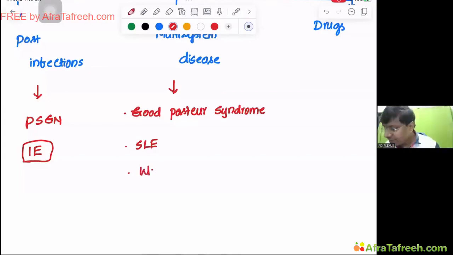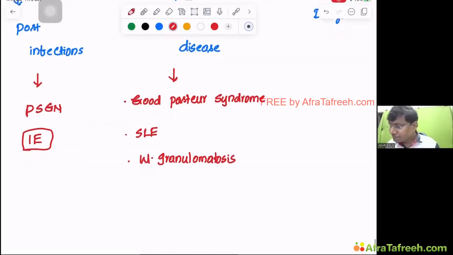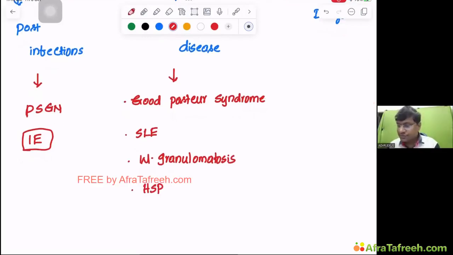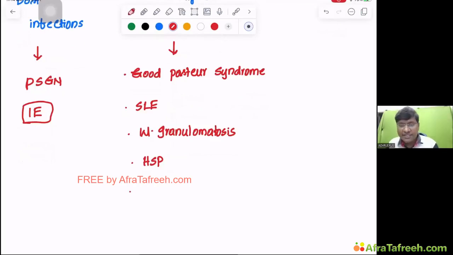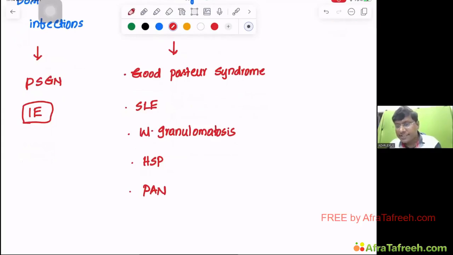Out of which, in Wegener's granulomatosis, you can have rapidly progressive glomerulonephritis. The other one is Henoch-Schonlein purpura. These are the two conditions. Then, what are the examples of medium vessel vasculitis we have discussed? Anyone? Polyarteritis nodosa. Even in polyarteritis nodosa, you have rapidly progressive glomerulonephritis. Yes. The other ones are Kawasaki disease and one more.